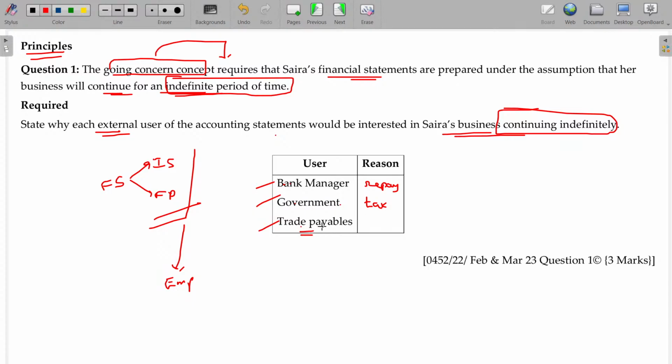Trade payables will simply check whether their amount is repayable promptly or not. So these are their intentions for reading the financial statement. For that purpose only, the financial statement should be prepared as per the going concern concept.